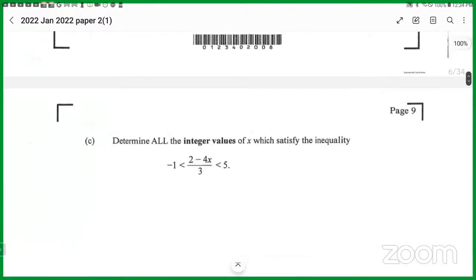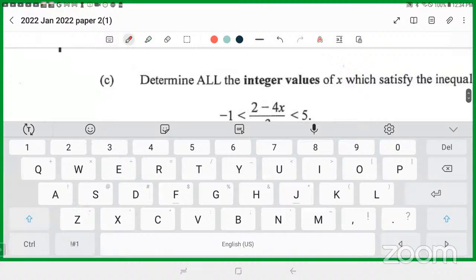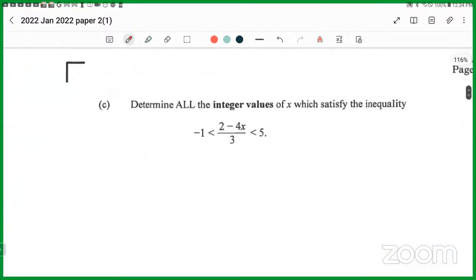Right. There you go. So this one, they wanted us to solve it. Look what it says: determine all integer values of x that satisfy this inequality. Determine all the integer values. So the first thing you want to do is make x the subject in the middle. You want to transpose everything away from that x and leave x alone in the middle.